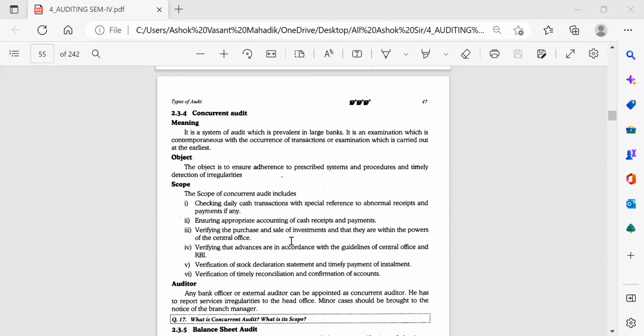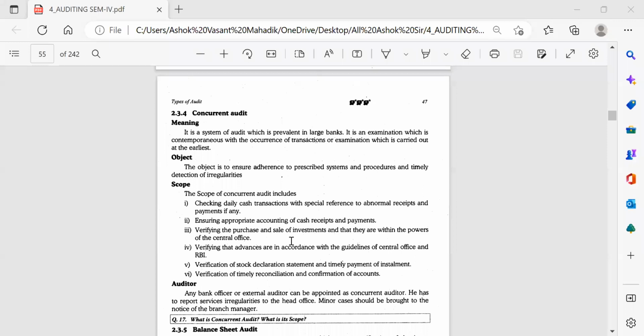So concurrent audit, I'll read a few lines. It is a system of audit which is prevalent in large banks. It is an examination which is contemporaneous, means continuous, immediate, with the occurrence of transaction. As soon as transactions occur, it is audited. Examination which is carried out at the earliest. No gap is left. The object is to ensure adherence to the prescribed system. Whatever guidelines are given by RBI are to be followed by these banks.